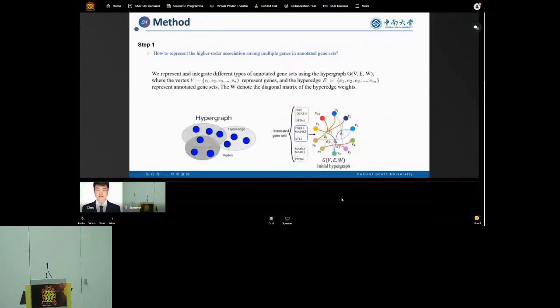In step 1, we try to solve the first problem. The hypergraph is an extension of the graph, and it can be used to represent the relationships among multiple objects. The hypergraph provides a natural way to represent the higher-order association relationships between multiple genes in annotated gene sets. So we integrate different types of annotated gene sets using the hypergraph. Each gene is a node in the hypergraph, and each annotated gene set is a hyperedge. And we can easily integrate multiple types of annotated gene sets through a hypergraph.